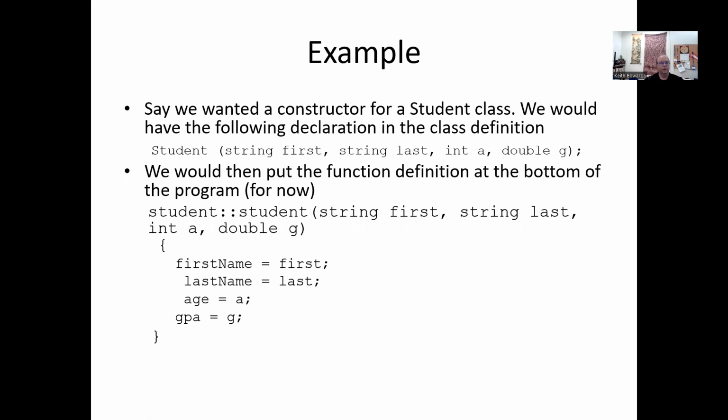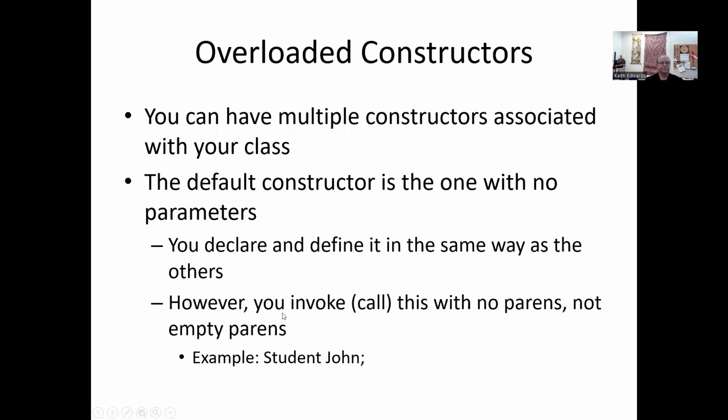So let's see how to write one of these. Say we wanted to write a constructor for our Student class. We'd have the following declaration in the class definition. First name, last name, age, and GPA would be the things we'd be interested in passing to it. Those would be of type string, string, int, and double. And then at the bottom, we put in the function definition. And so this is going to be part of the class Student. The name of the function is Student. It's a constructor. Here are the parameters that we're going to pass it. And then we set first name equal to first, last name equal to last, age is equal to a, and GPA is equal to g. And that completes our overloaded constructor.